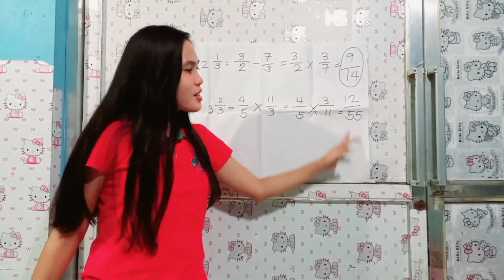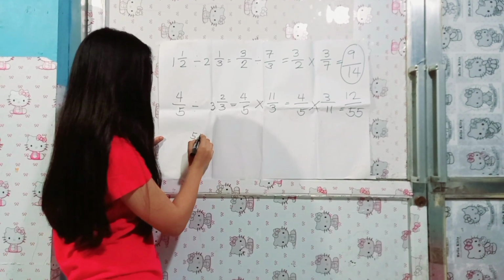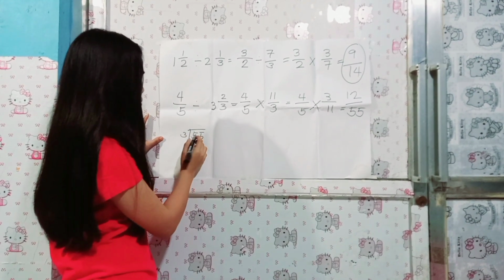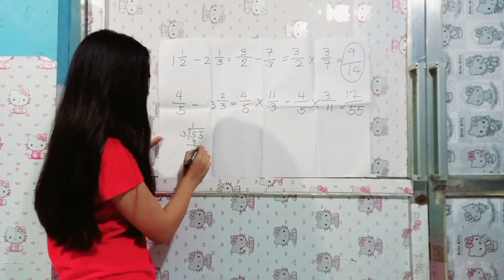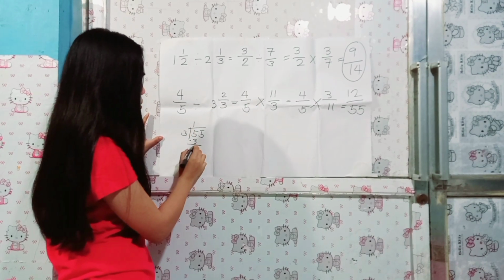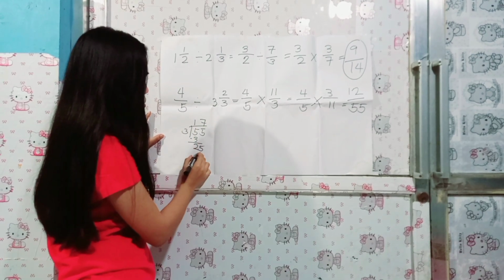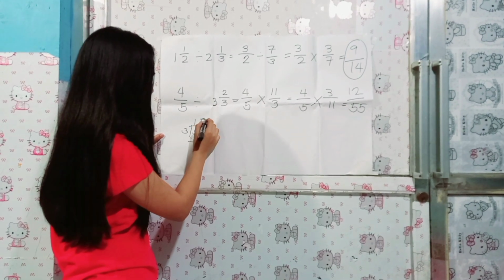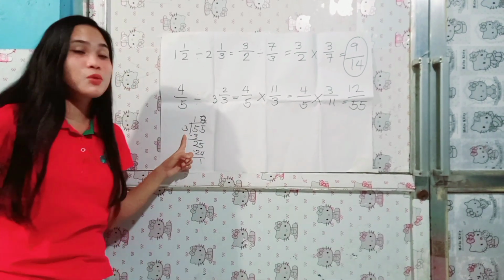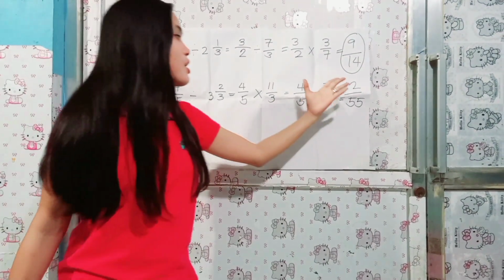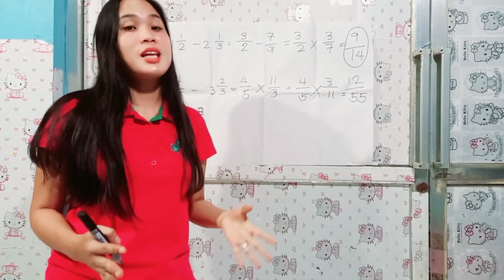So, let's try if there is a number that can divide both of them. Let's try 3. 5 divided by 3 is 1. 1 times 3 is 3. 5 minus 3 is 2. Bring down 5. Oh, it's 8. 24. So 55 is not divisible by 3. Therefore, our final answer is 12 over 55 because there is no more number that can divide both of them.